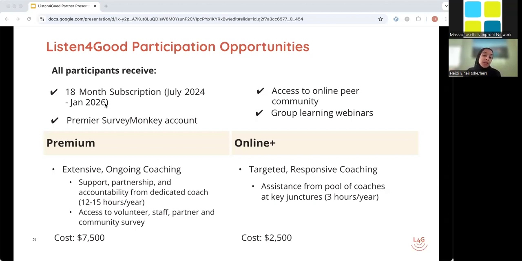Most organizations who participate in Listen for Good are actually sponsored by a funder, and so funders pay a different cost when they're doing that. But if you're paying for it yourself, then those are the costs. But if cost is a barrier, as I mentioned, most organizations don't pay, and we're always happy to have a conversation and try to help identify a funder who may be willing to sponsor. If that's not a possibility, a lot of organizations apply for grants to cover this cost. We have grant template language to help you make that process a little bit easier.